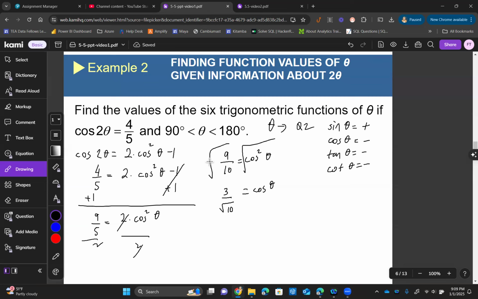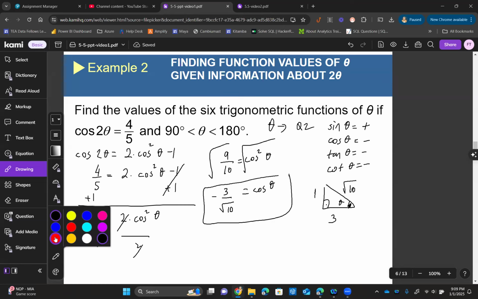But I have to decide whether this is going to be a positive value or negative value. Again, because theta is in quadrant 2 and the cosine value is negative in quadrant 2, this will be the cosine value for theta. If we draw a right triangle and place our theta, its adjacent side is 3 and its hypotenuse is radical 10. Using the Pythagorean theorem, c squared is equal to a squared plus b squared. We know that the opposite side must be a 1 because 1 squared is 1, 3 squared is 9, 1 plus 9 is 10. Taking the square root of 10 is just root 10, right?